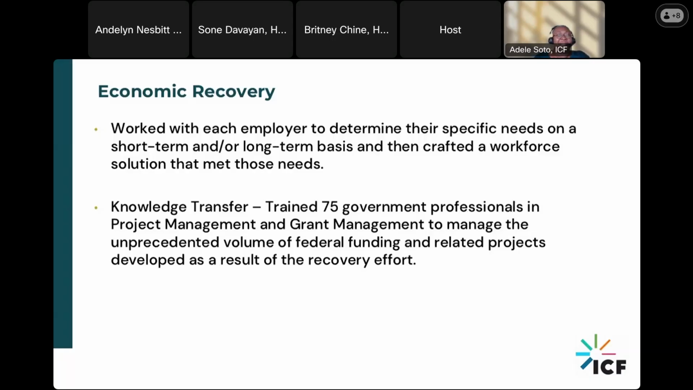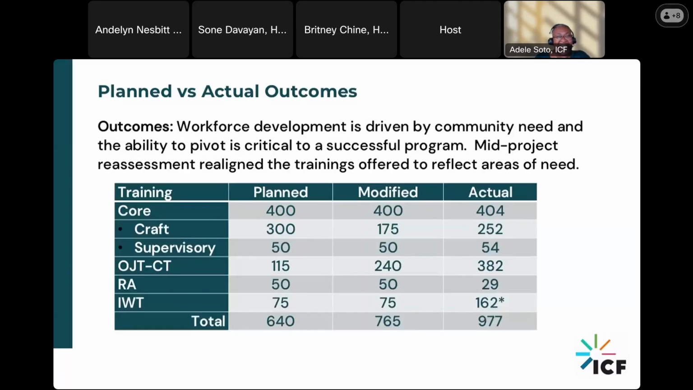Next slide. Now, the outcomes, plan versus actual, is what's really interesting about this program. Midway through the program, we realized that the initial projects that we had set to do for training, especially in the construction field, were not working. So we did a brief modification. We renegotiated our goals and outcomes to be more aligned with the current demand.